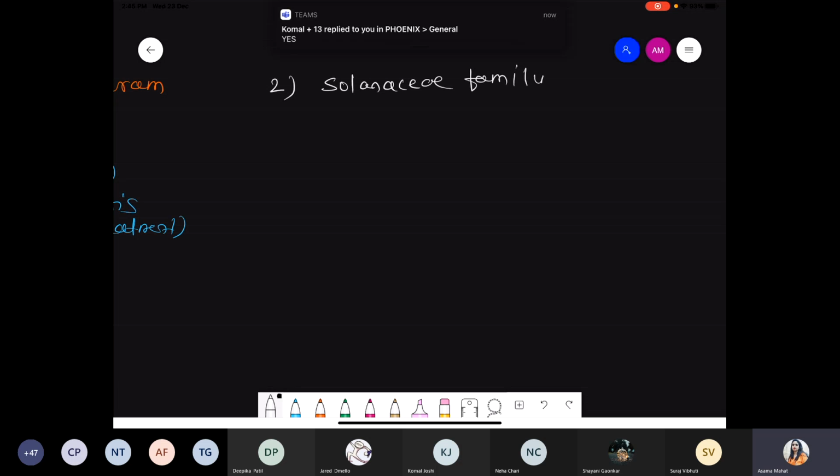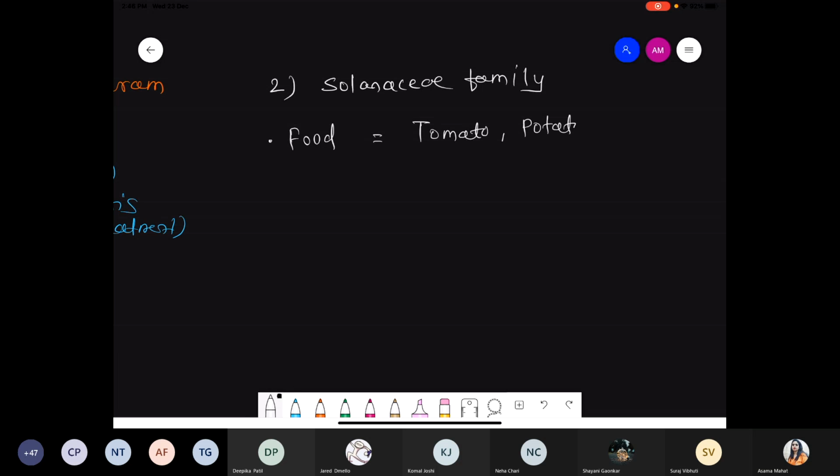Potato family. In case of the potato family, first category we are taking as a food, you know very well, tomato, then potato, as well as brinjal. They belong to the Solanaceae family, and their source is food.